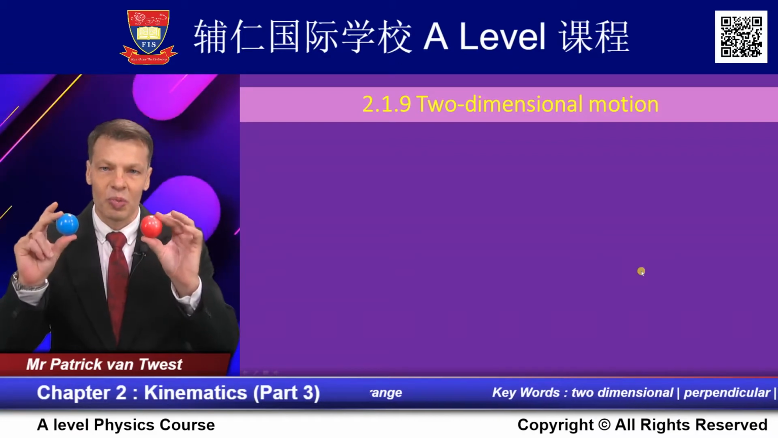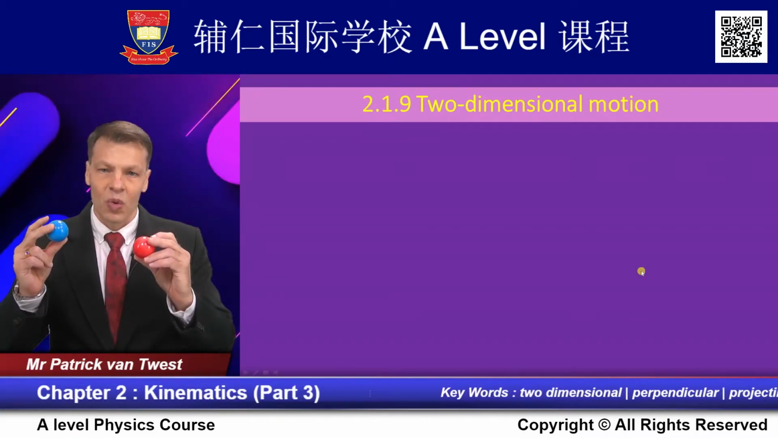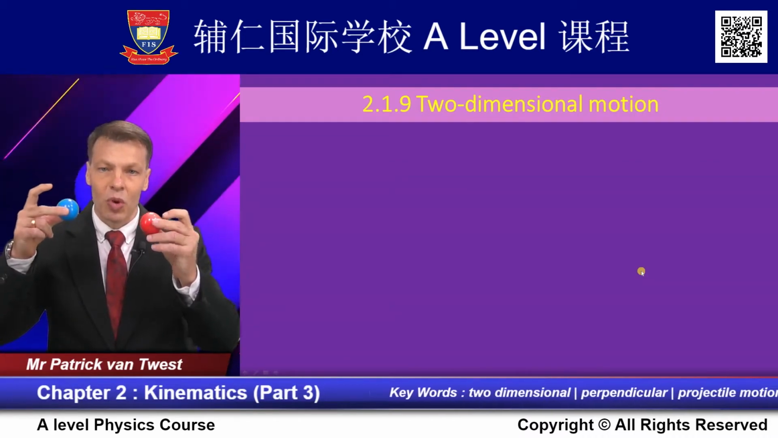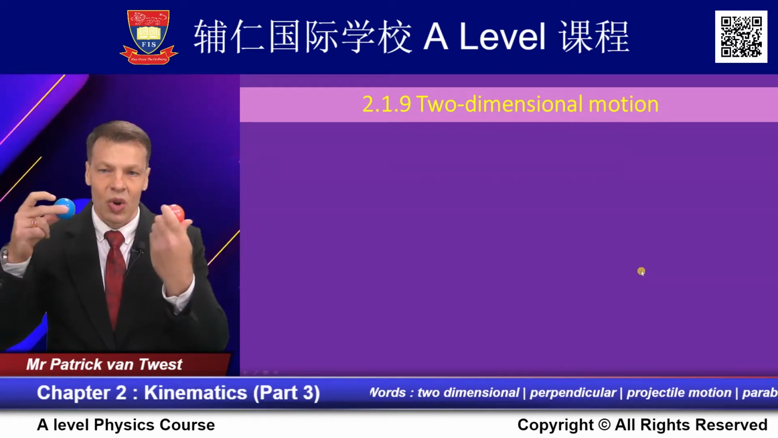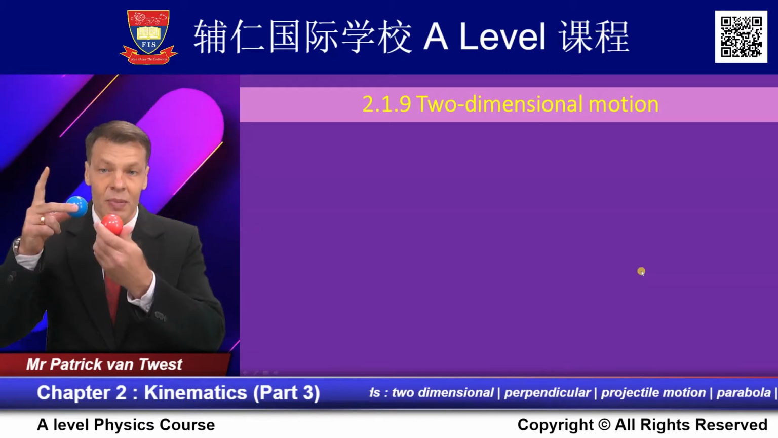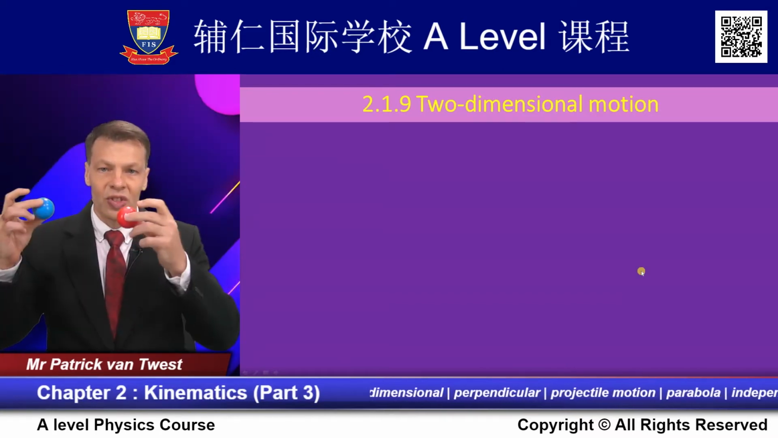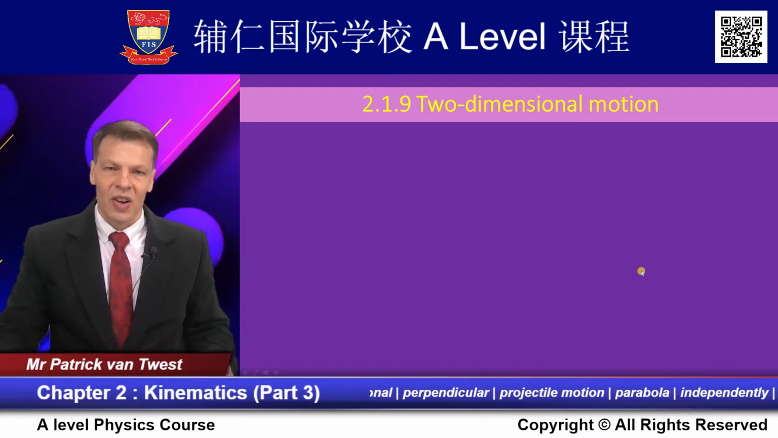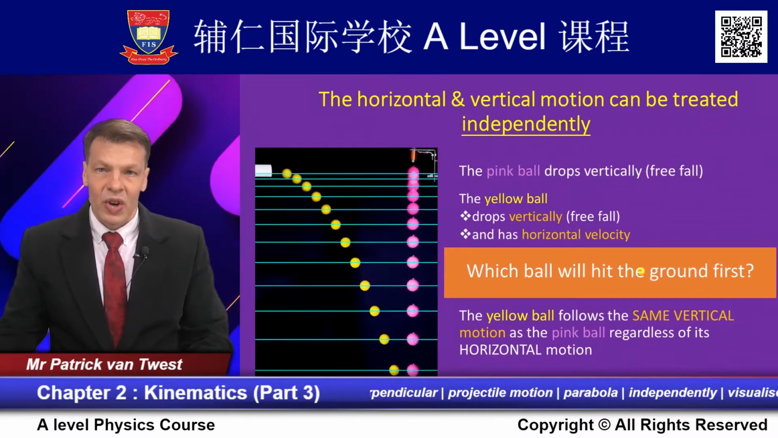I've got two balls here, a red and a blue one. What do you think would happen if I was to just drop the blue ball, but at the same time I drop the blue ball, I project the red ball horizontally? Which ball would hit the ground first? Well, let's see. We're going to have a look now.